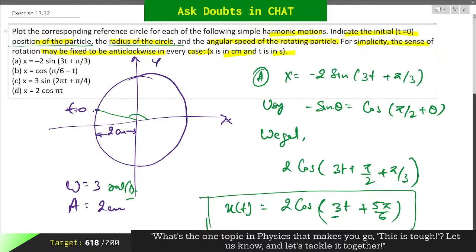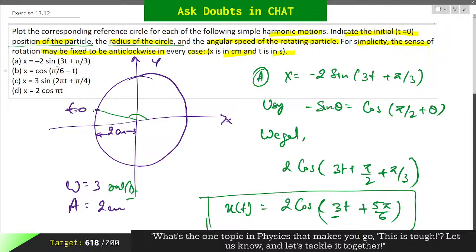Now this question says that plot the corresponding reference circle for each of the following simple harmonic motions. Indicate the initial t equals to 0, initial position of the particle, radius of the circle, and angular speed of the rotation of the particle. For simplicity, the sense of rotation may be fixed to be anti-clockwise in each case. X is in centimeter and t is in seconds. So here we have to plot all these 4 cases.